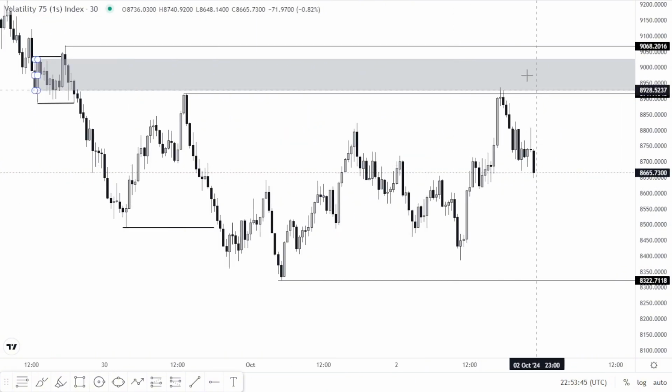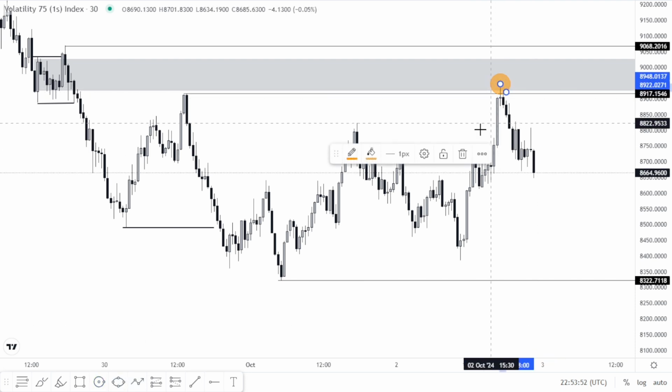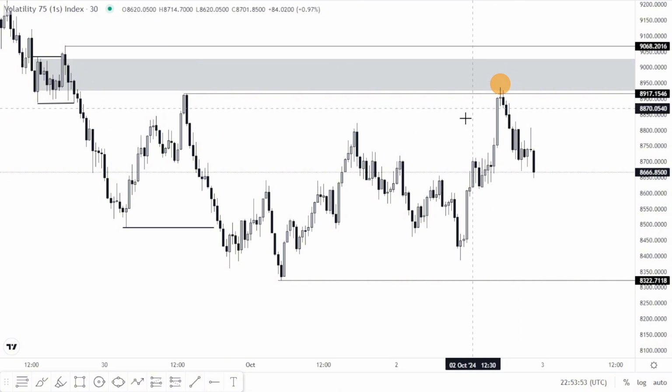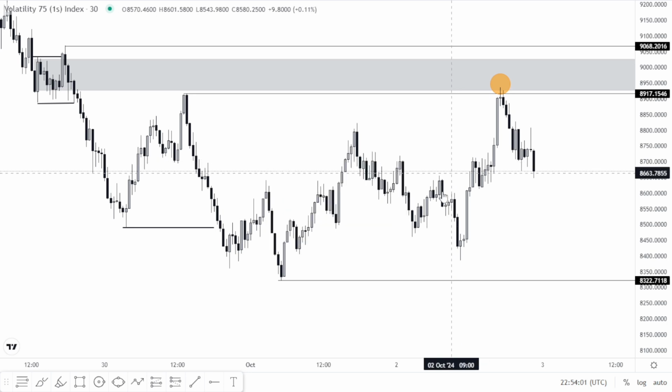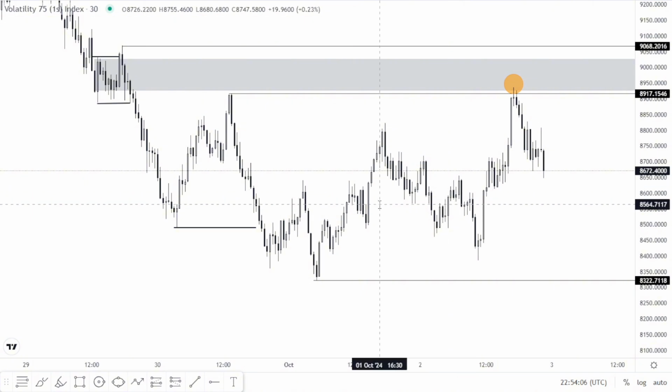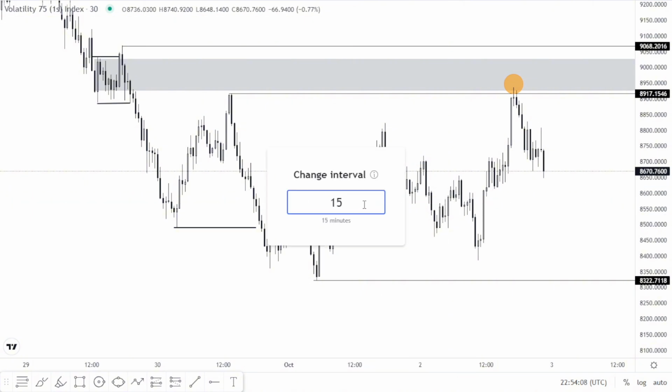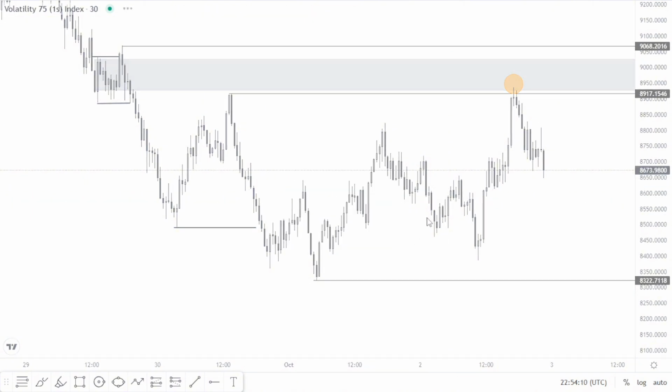Right here where we had our entries from, the market tapped into our POI and gave us some confirmations. Remember, we use confirmations. On the 30 minutes, you can see how the market is actually reacting to our level. So you go to the 15 minutes time frame and look for entries.